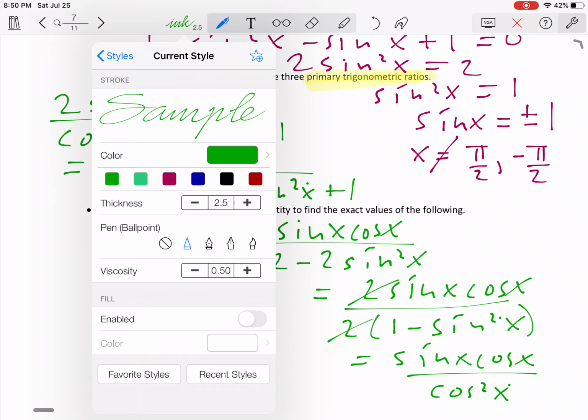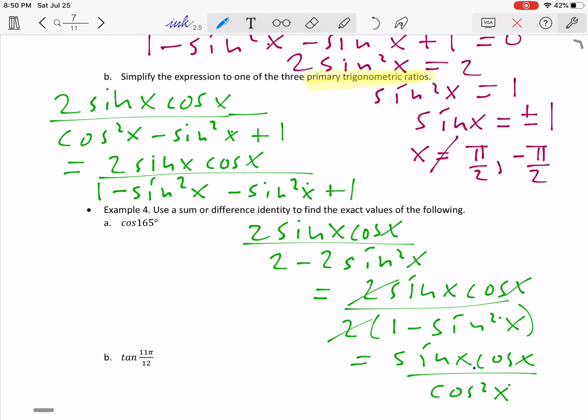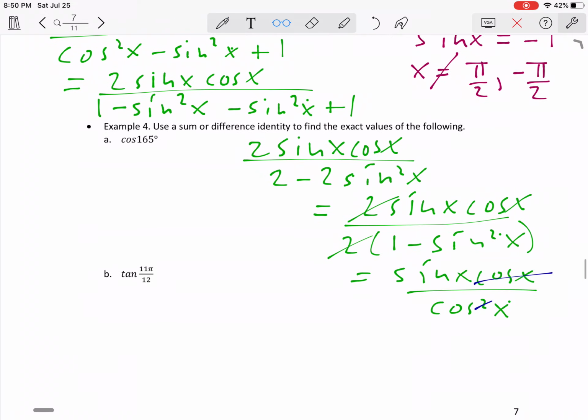And then what happens here is one cosine at the top gets canceled out, and the cosine squared at the bottom just turns into cosine. And then sine over cos, that's equal to tan x. Okay, and that's your answer.